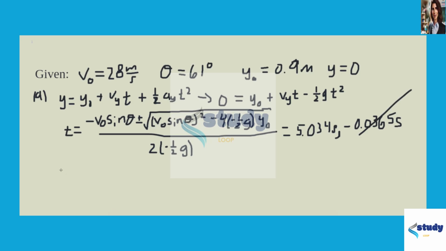So now we have x is equal to v of x, velocity in the x direction, times t. Okay, well, v of x is v naught times the cosine of theta times the time. For v naught, you plug in 28 meters per second, multiply that by cosine of 61 degrees, and then multiply that by the time, which we found to be 5.034 seconds. And you'll find that the distance is 68 meters. So that's the solution to part A.